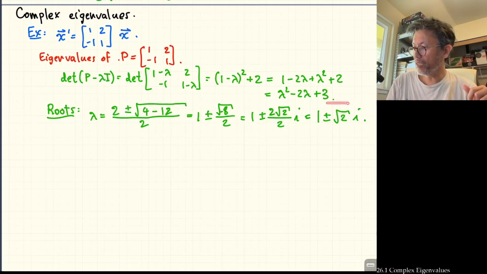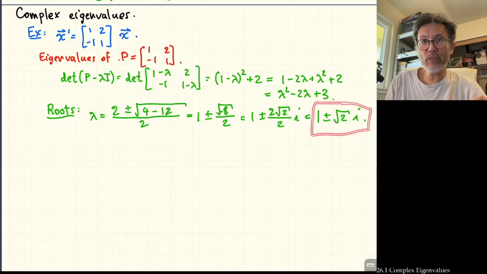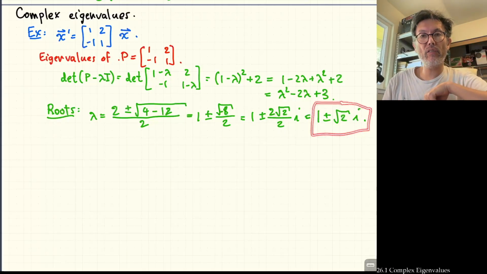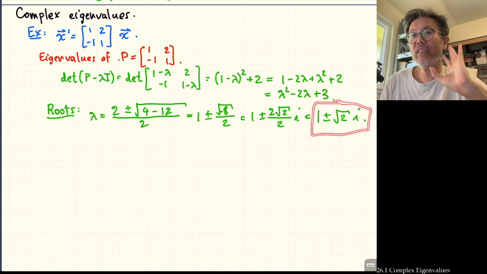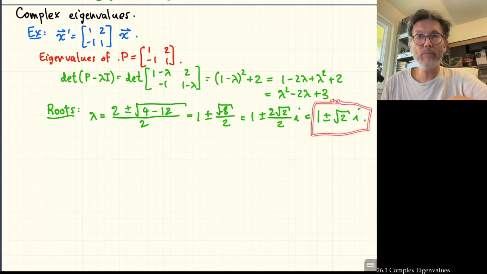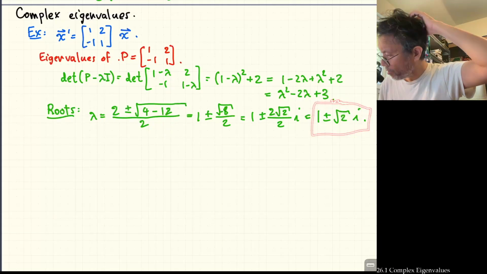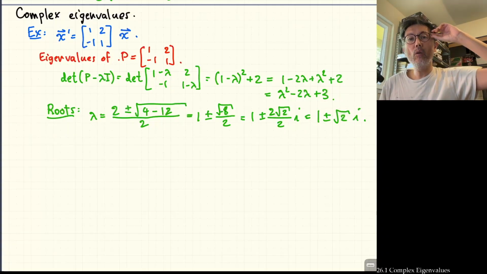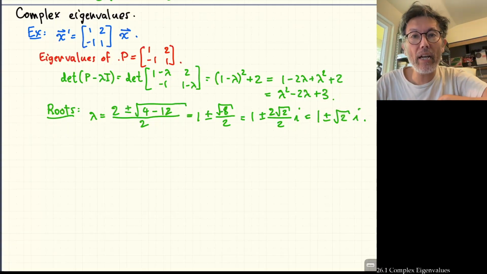And that's what we see here. We see a pair of complex numbers here which are complex conjugates of one another. That always happens. In fact, that's enshrined in a result called the fundamental theorem of algebra. Okay? And you should know this. So, cool. We've got this complex eigenvalue.